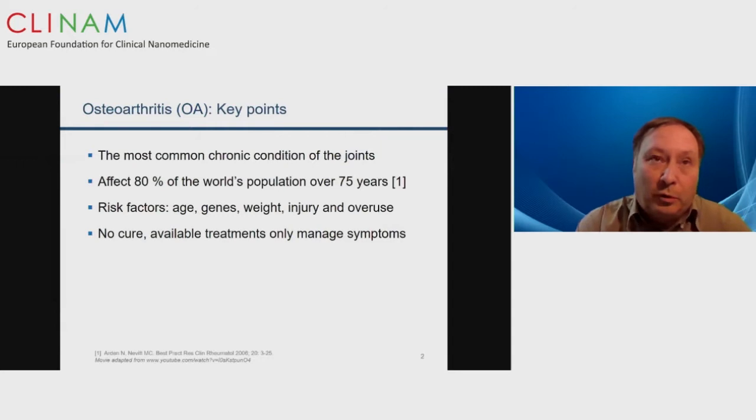So some key points for osteoarthritis. It's a highly prevalent disease that affects the majority of the elderly population. The risk factors besides age and genetics are overweight, joint trauma, and overuse. There is no efficient cure available yet, and the current treatments essentially manage the symptoms. They most often aim at reduction of inflammation and pain.